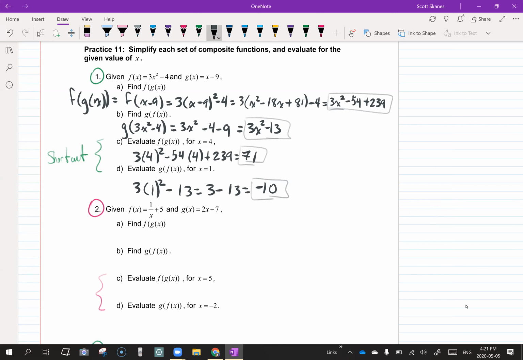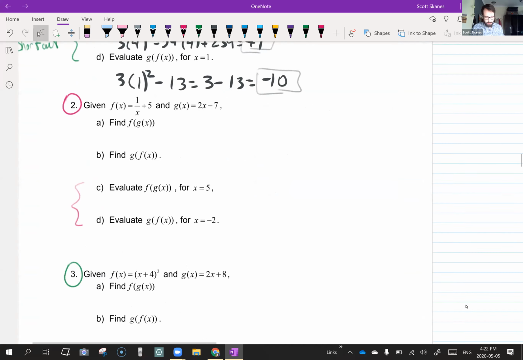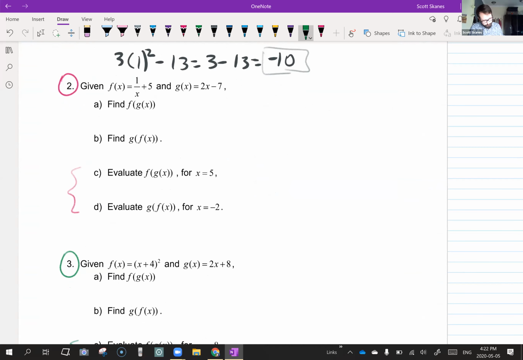F of g of x is this. G of f of x is this. And then now we can work on 2. So let's see. You're saying 2 is 16 over 3, which I think is correct. And you got d to be 2. I also think that's correct.